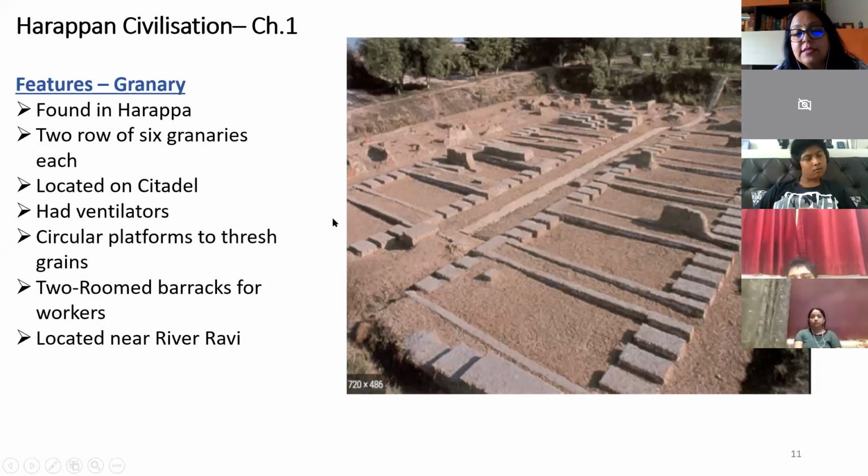2 rows, such rows they found, and they are located on the citadel. They are not located in the lower town. It's located on the citadel because they have to protect their grains. They cannot be washed away in the flood and all that. Then behind these granaries here, they had circular platforms made with brick. Now, what is this circular platform?